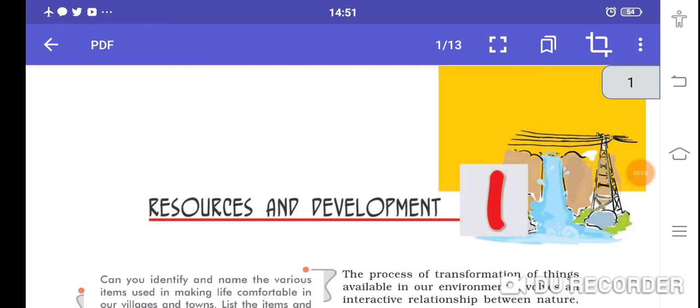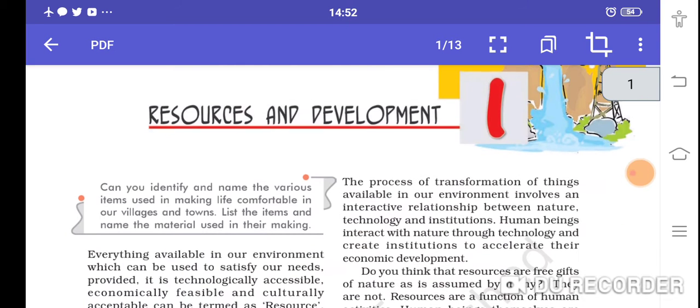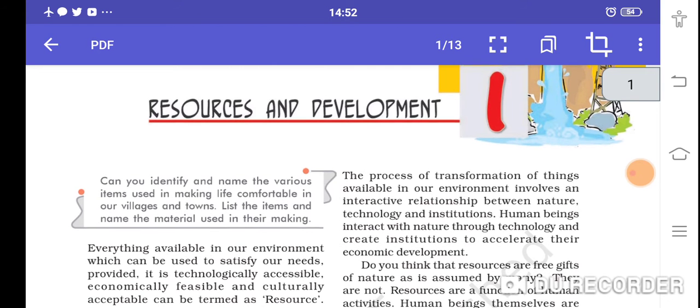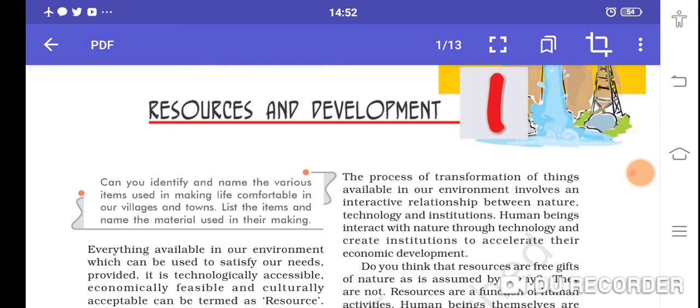So, today I am here with you with the first chapter from your SST geography session, and the name of the chapter which we are going to deal with today is Resources and Development. We already know what resources are, we already did in class 8. In this video I will just give you a short brief explanation of this chapter.